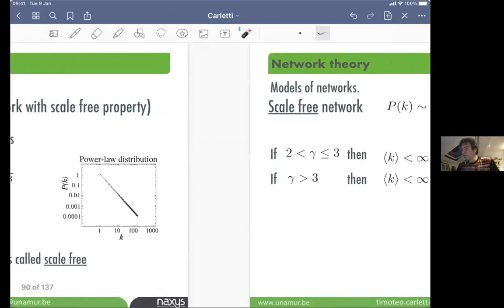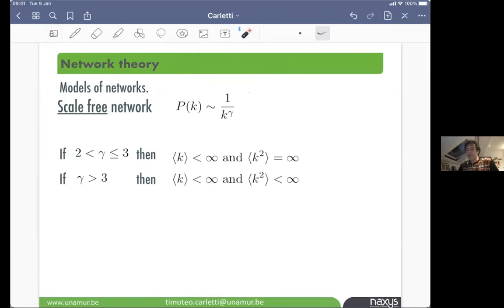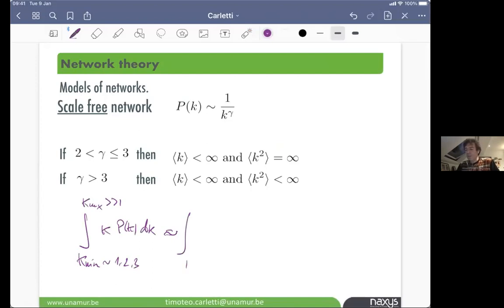You can nevertheless compute the average degree. It's not difficult. You just have to compute the integral between the minimum degree of your network, say 1 or 2 or 3, and the largest degree of your network, which is a very large number, of, again, k times p_k dk. So if now I write this more or less as an integral between 1 and infinity, and instead of p_k I put 1 over k to the gamma, this is k to the power 1 minus gamma dk.